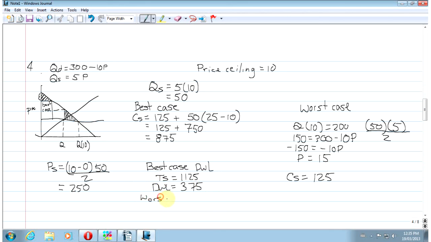And our worst case is a consumer surplus of 125 and a producer surplus of 250. And a deadweight loss of 1125.